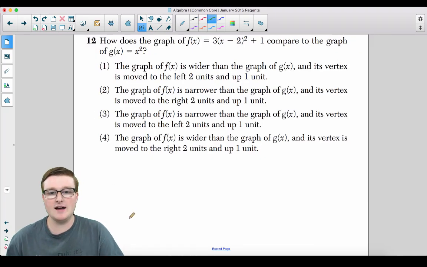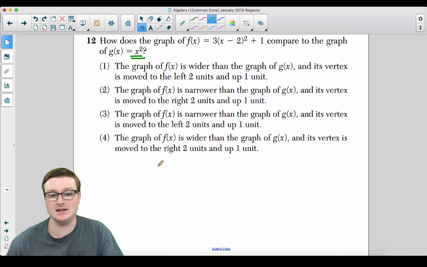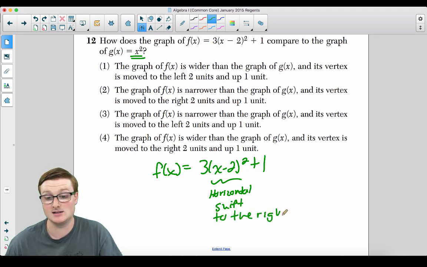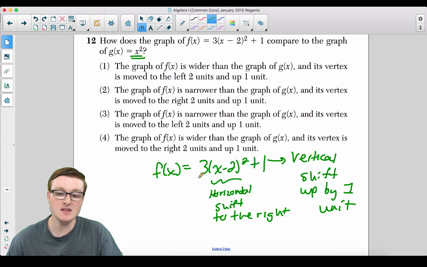Number 12. How does the graph of f of x equals 3 times x minus 2 squared plus 1 compare to the graph of g of x equals x squared? So you have to know that f of x equals 3 times x minus 2 squared plus 1. That negative 2 is a horizontal shift to the right by 2 units. And then this 1 is going to be a vertical shift up by 1 unit. And that 3 makes the graph narrow.